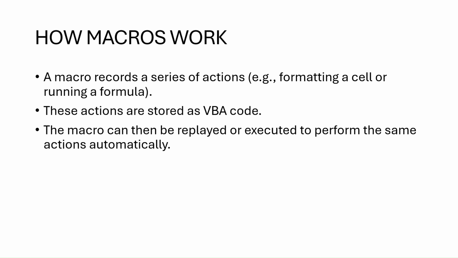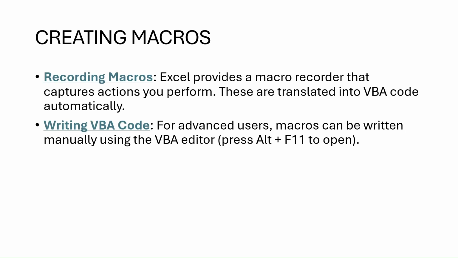How macros work. A macro records a series of actions, e.g. formatting a cell or running a formula. These actions are stored as VBA code. The macro can then be replayed or executed to perform the same actions automatically.